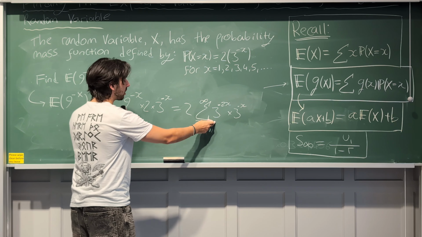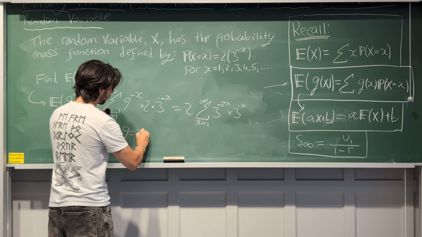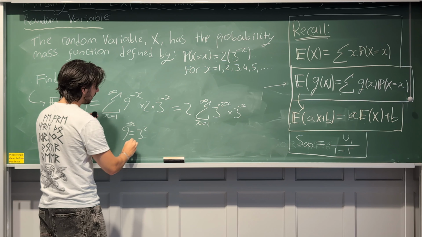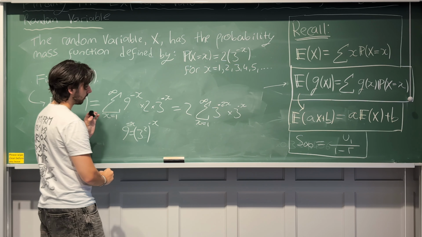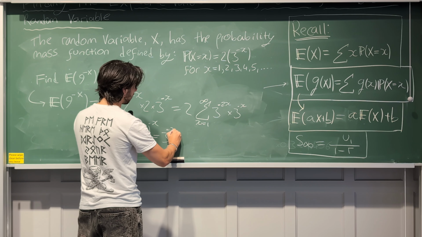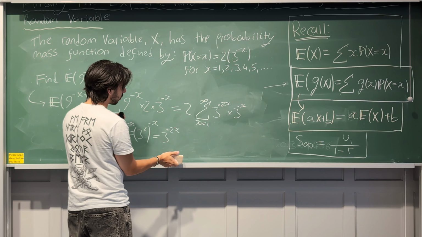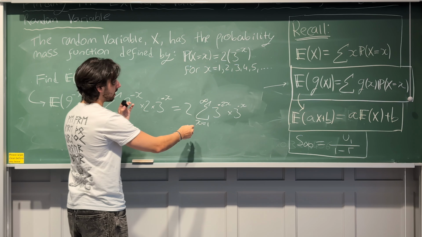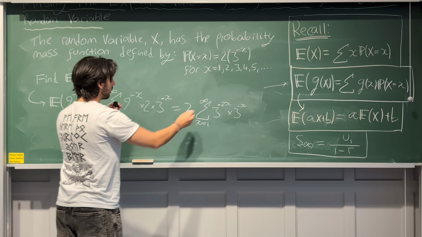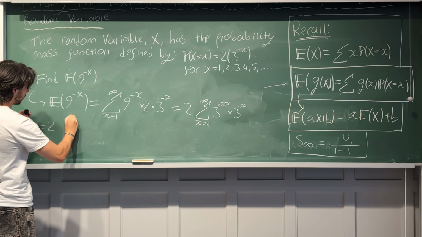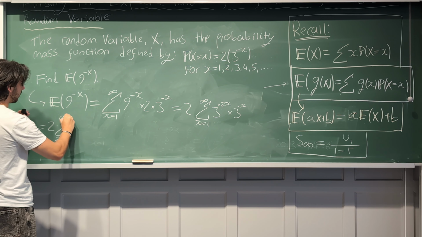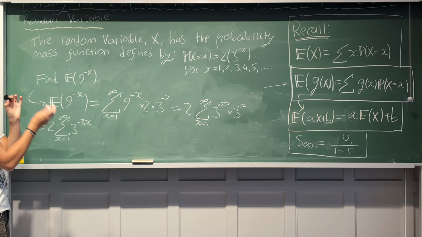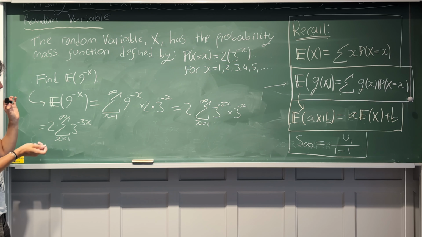So I'm rewriting 9 as 3 squared. Hopefully this makes sense. It's not too much of a jump. 9 is 3 squared. So 9 to the minus x is 3 squared to the minus x. This is what I've done. And then that's 3 to the minus 2x, because you times these together. That's what I've done, just to be really clear on that. Okay, cool. Now we can add the powers together for the 3 to the minus 2x and 3 to the minus x. So this is equal to 2 times the sum from x equals 1 to infinity of 3 to the power of minus 3x. Just adding those together, minus 2x plus minus x, that's minus 3x.